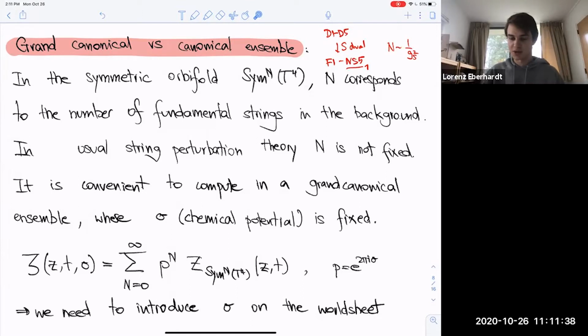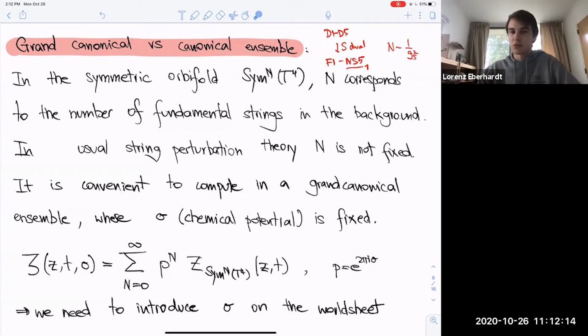Fortunately, I will mostly get around this issue because I'm just talking about tori, and the torus partition function is actually independent of g string. But that's something that puzzles me a bit. Okay, so in the symmetric orbifold, n corresponds to the number of fundamental strings. And now if you do string perturbation theory, then you wouldn't fix this number n. You can have any process, and in the meantime n can get larger and smaller because you can create strings and so on.